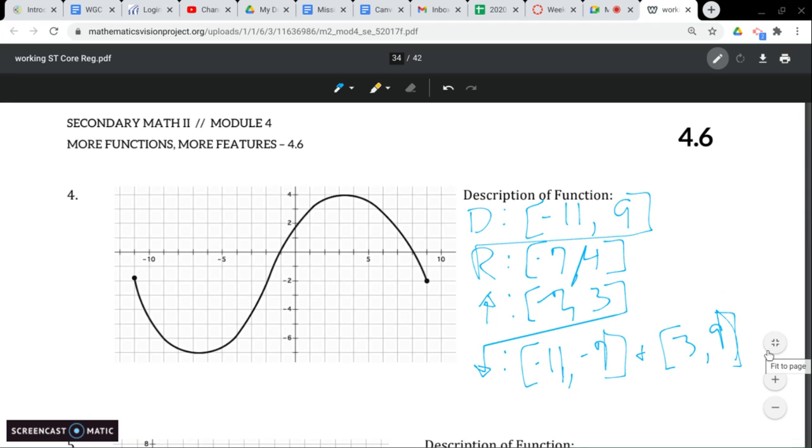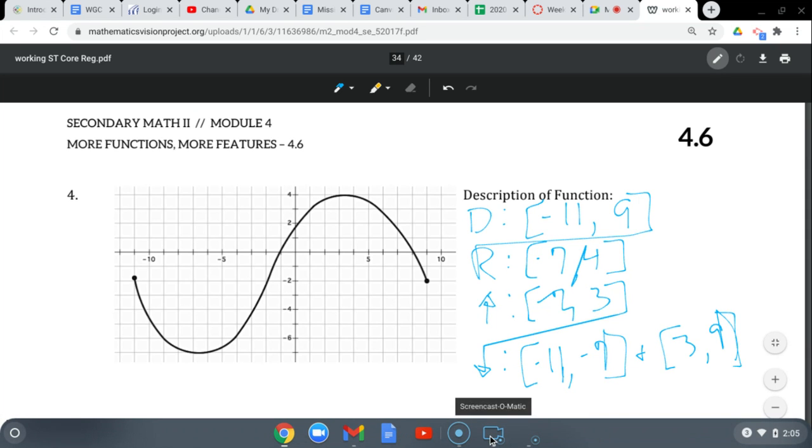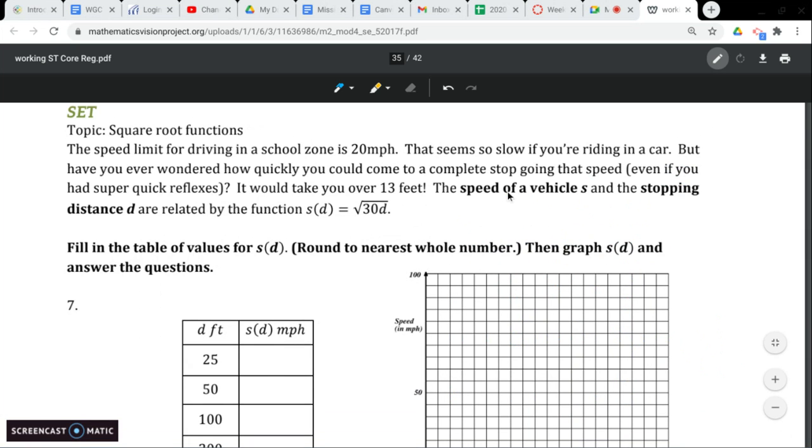All right, the next part that we are going to look at, square root functions. The speed limit for driving in a school zone is 20 miles per hour. That seems so slow if you're riding in a car, but have you ever wondered how quickly you could come to a complete stop going that speed? Even if you had super quick reflexes, it would take you over 13 feet. The speed of a vehicle s and the stopping distance d are related by the function s of d equals the square root of 30d.